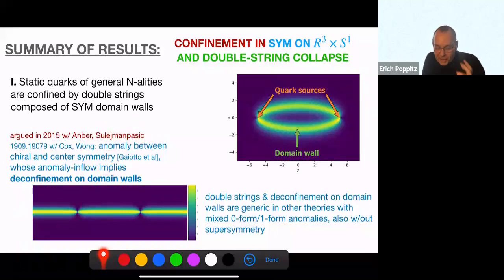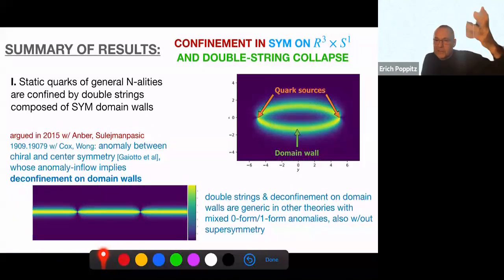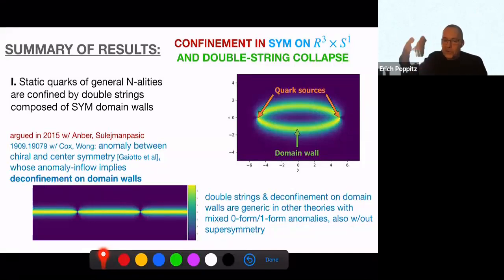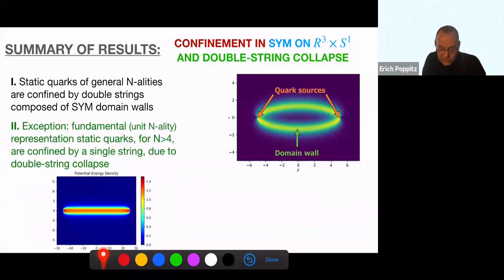And because of that, I want to also mention these double strings and deconfinement on domain walls also happen in other theories on R3 cross S1, which are not supersymmetric. You know that Mithat taught us how we can study other theories on R3 cross S1. And they also have mixed 0-form, 1-form anomalies without supersymmetry. And this double wall structure is very generic. But here I just study super Yang-Mills. I'm just saying that, okay? So that's the result number one.